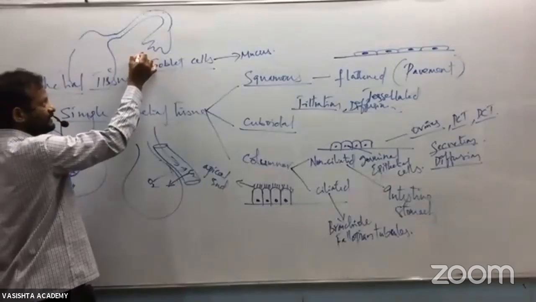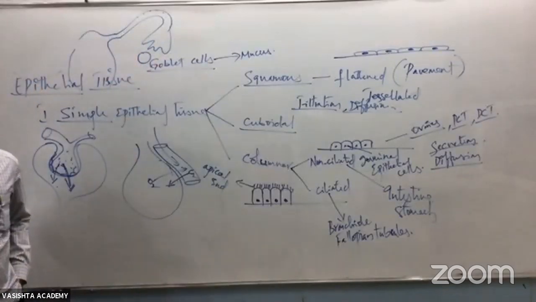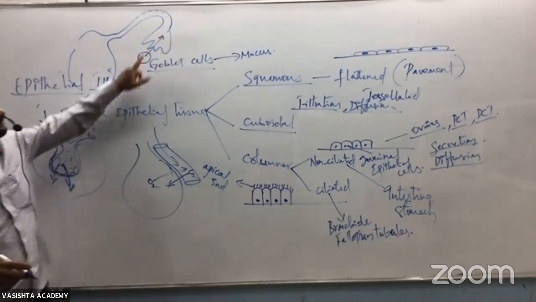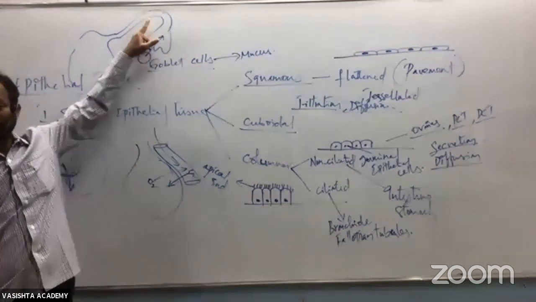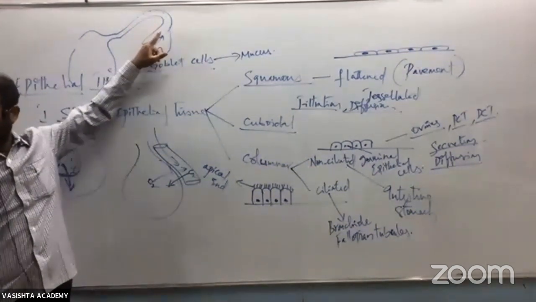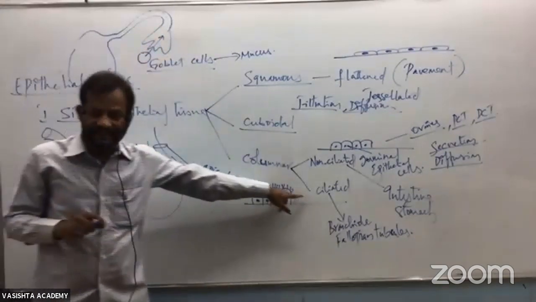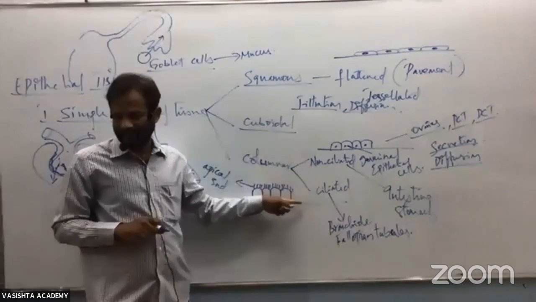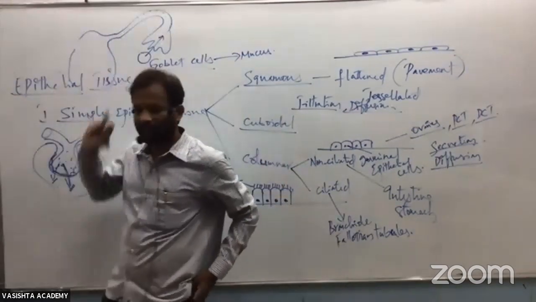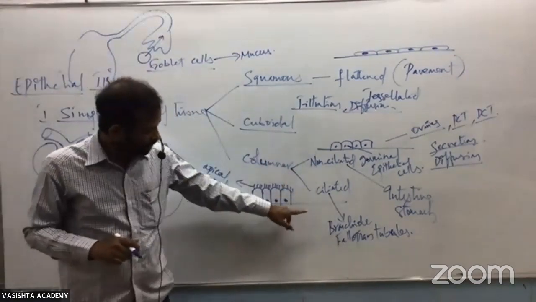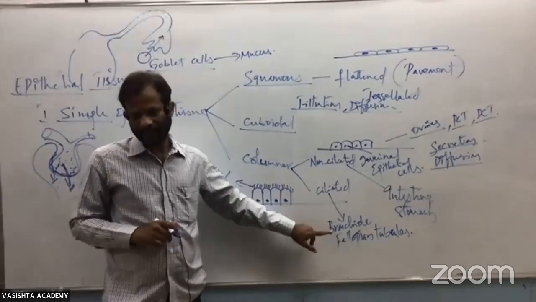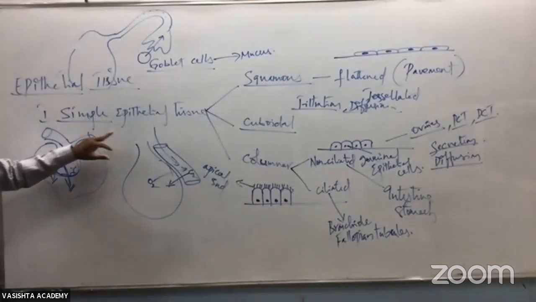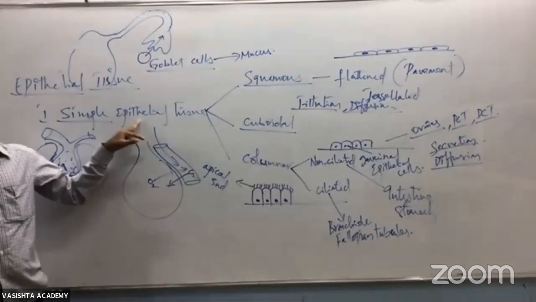If the ovum is released here, ovulation, from here the ovum will enter into this infundibulum and it will reach this fallopian tube. The movement of female gametes depends upon ciliated epithelium. That's why ciliated columnar epithelium is present in the fallopian tube also. So in the bronchioles and fallopian tubes, we can see ciliated columnar. So with this we completed simple epithelial tissue.